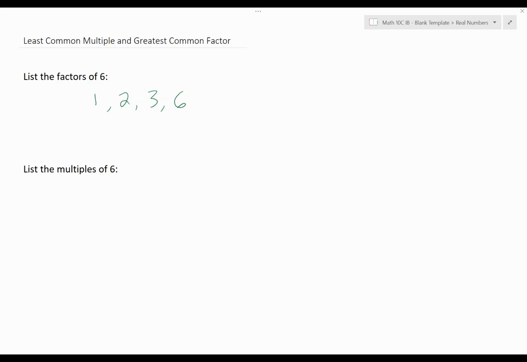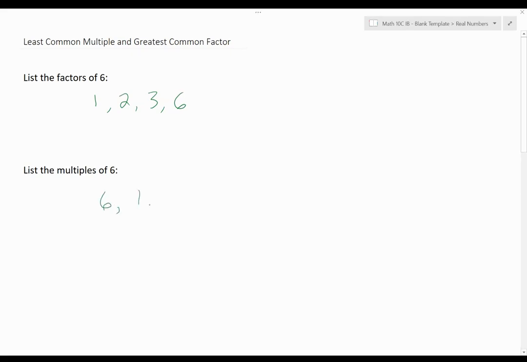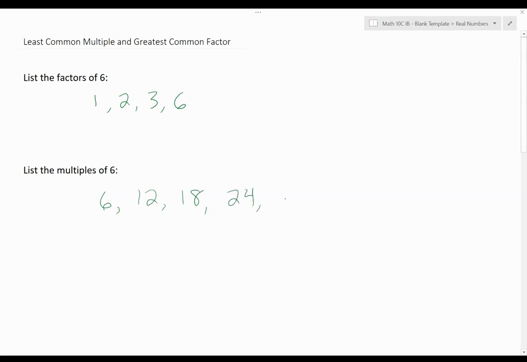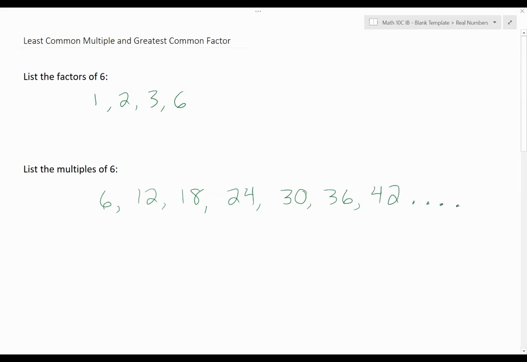Multiples, on the other hand, are what we get when we start with that number and multiply it by any whole number. So because 6 times 1 is 6, that is the first multiple of 6. 6 times 2, 6 times 3, 6 times 4. All of these will be multiples of 6. That list can go on infinitely. So it is actually impossible to list all of the multiples of a number. But here I have the first 7 multiples of 6.